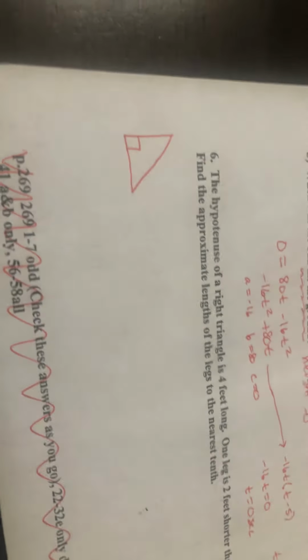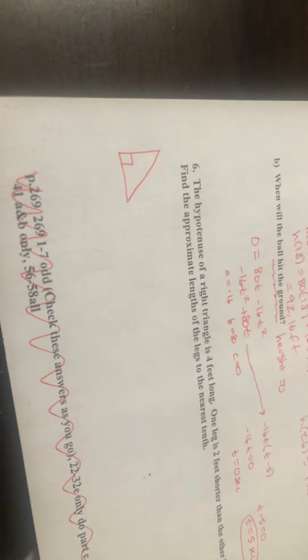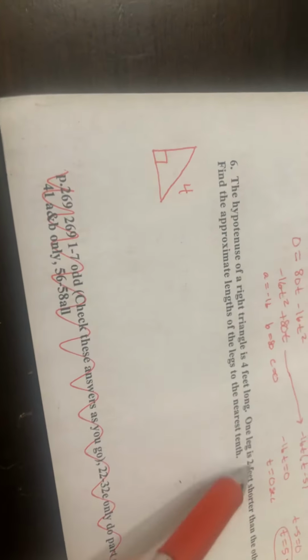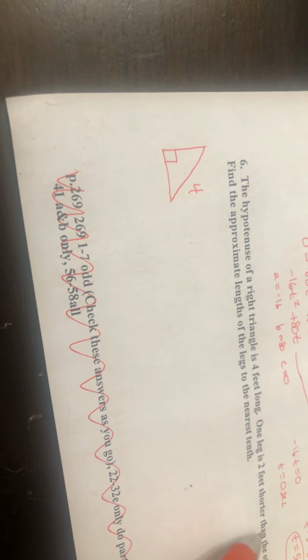All right, let's finish up this last problem. It's a blast from the geometry past about right triangles. So the hypotenuse of a right triangle is 4 feet long. One leg is 2 shorter than the other leg. So one leg is x, one leg is x minus 2.